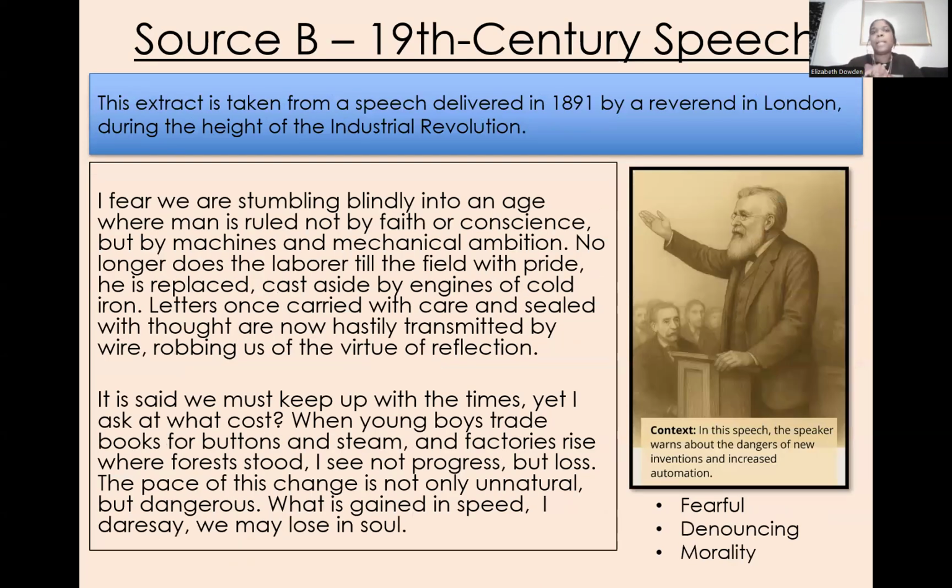So source B is a 19th century speech. This extract is taken from a speech delivered in 1891 by a reverend in London during the height of the Industrial Revolution. So this is where your history comes into play. It's an older text. Technology didn't exist like it does now. So it says, I fear that we are stumbling blindly into an age where man is ruled not by faith or conscience, but by machines and mechanical ambition.